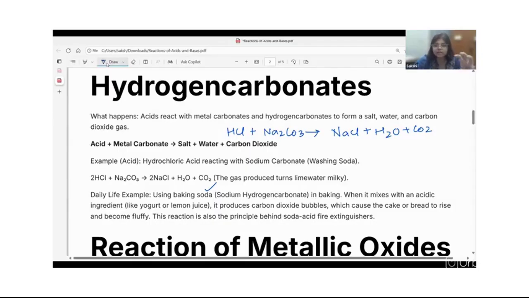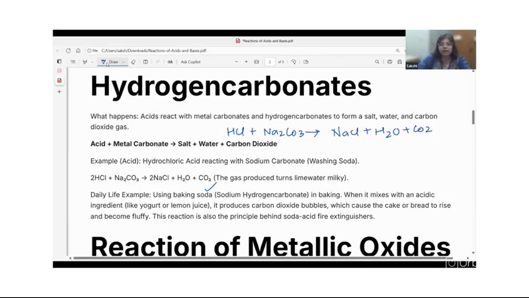Okay, so when that baking soda mixes with an acid ingredient, like lemon juice or yogurt in the cake, again an acid and base reaction occurs, right? So it produces carbon dioxide bubbles, which make our cake rise, and it also becomes very fluffy and tasty. Right, so in dhokla also you must have observed that we put curd, right, and you put sodium hydrogen carbonate, that is the baking soda. So that makes the dhokla rise and it is quite fluffy, right? So in making of breads also this is used, right? Baking soda is used in making of breads and cakes, right?